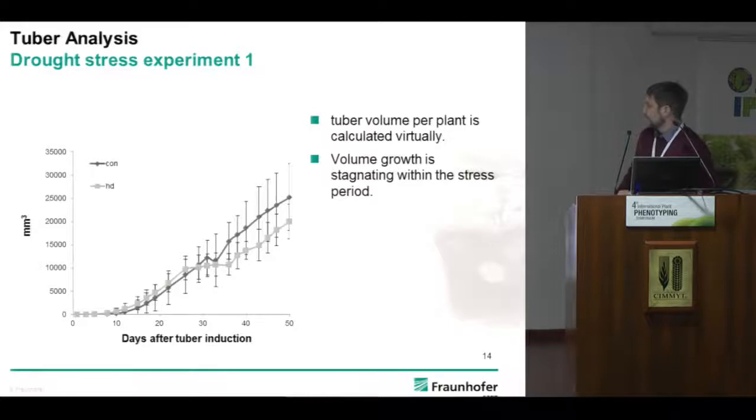Now, the first thing you can do is integrate the biomass of each pot and look at how it evolves over time. What you can see for the control measurement is the evolution over time of the mean biomass per pot. And for the heat and drought stress experiment, you see there was a stagnation in the biomass increase, and after releasing the stress there was an increase again.